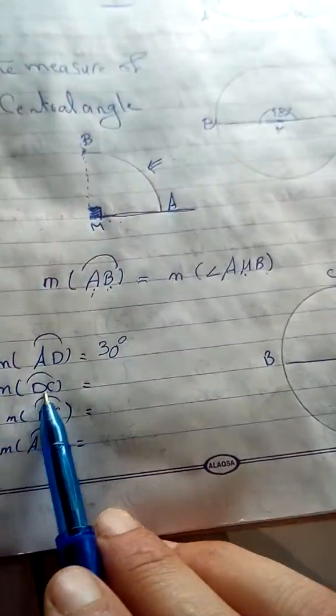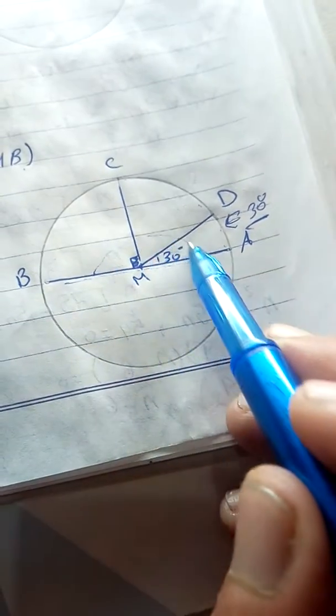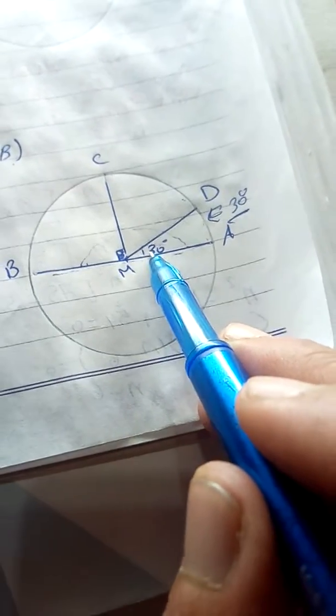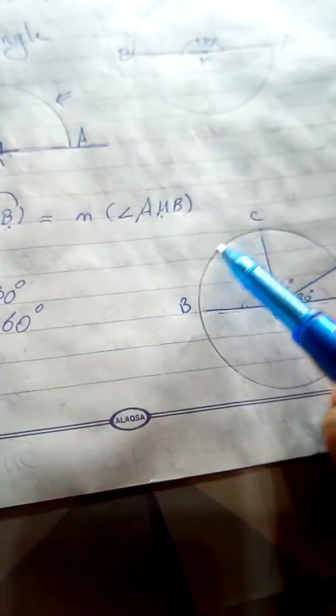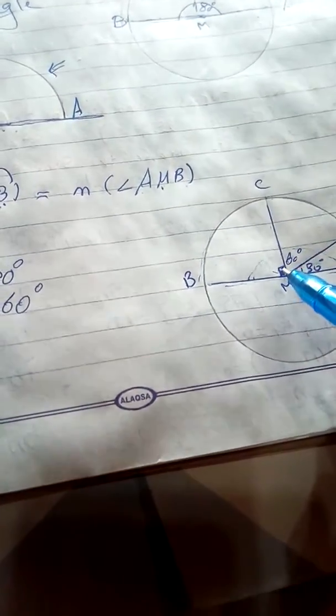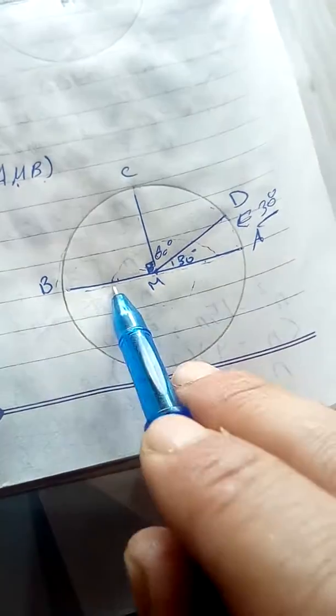Okay, what's the measure of arc DC? We have here AB is a diameter, so measure of angle AMB is 180. We will add and subtract from 180, so we get measure of angle DMC is 60 degrees. The measure of arc CD equals 60 degrees. And the measure of arc BC, subtended by a right angle, equals 90 degrees. And the measure of arc AB is 180 degrees.